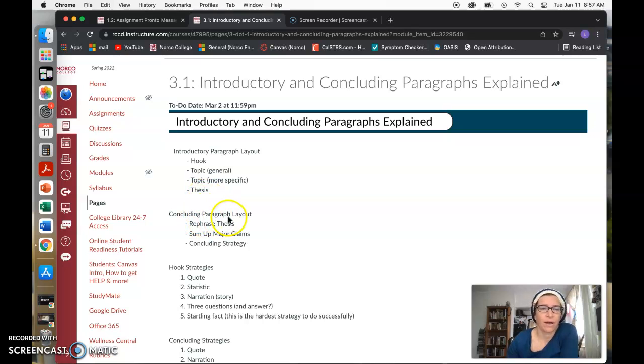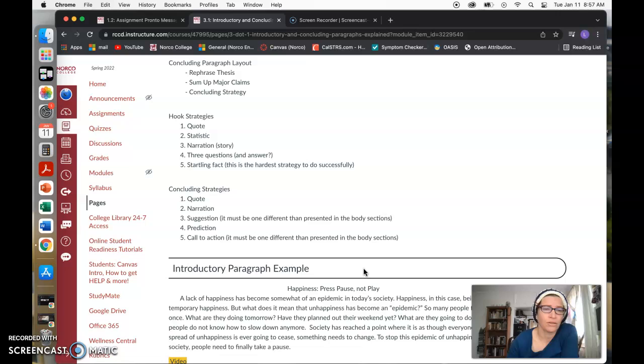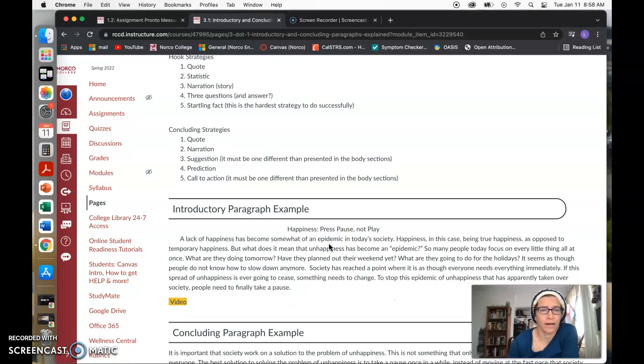Your concluding paragraph then is somewhat the reverse. You're going to have a rephrasing of your thesis. You're going to sum up all your major claims, what your body paragraphs are about. And then you have a concluding strategy, which here are some options for your concluding strategies. You can have a quote, a narration, a suggestion, as long as it's different than what you've suggested in the body. You can have a prediction. You can do a call to action, again, as long as it's something that's different from the body.